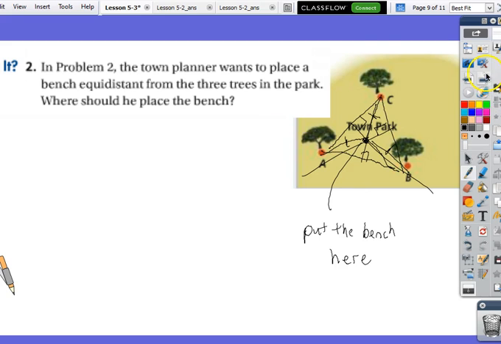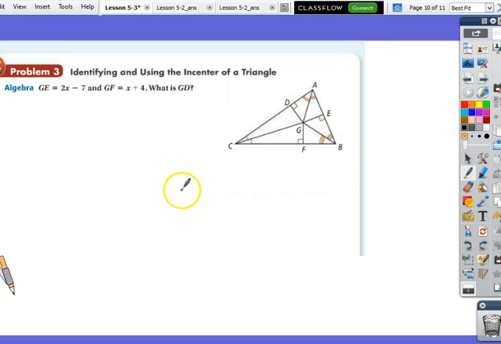And then finally, we can see an algebraic connection when we start doing this stuff. So we're going to identify and use the incenter of a triangle. So point G is an incenter. An incenter is found by where all of the angle bisectors cross. And we know the incenter makes all of these lines congruent to each other. That means that GE is equal to GF, which is also equal to GD.